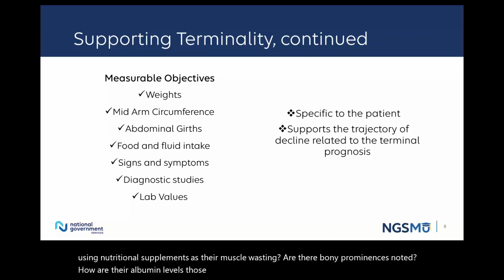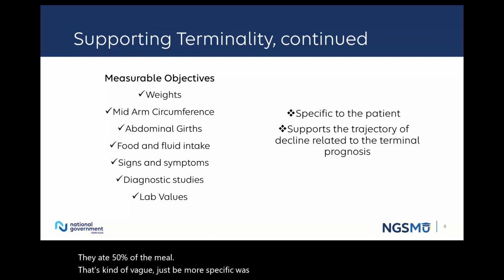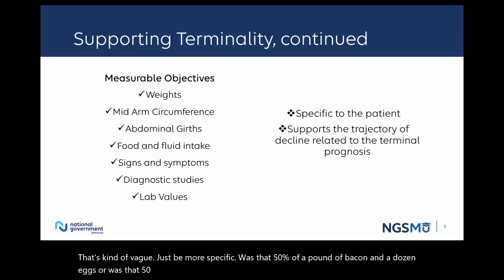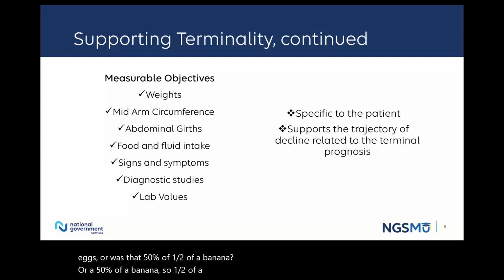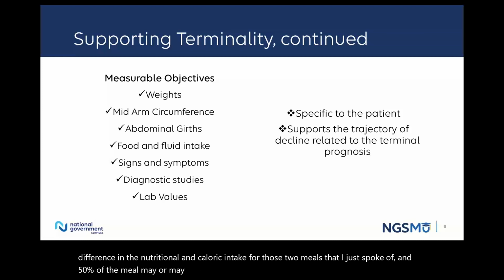Those sometimes indicate malnourishment. An example of some documentation: they ate 50% of the meal. That's kind of vague. Just be more specific. Was that 50% of a pound of bacon and a dozen eggs, or was that 50% of a banana, so a half of a banana and a half a cup of oatmeal? So there's a big difference in the nutritional and caloric intake for those two meals that I just spoke of. And 50% of the meal may or may not be significant.